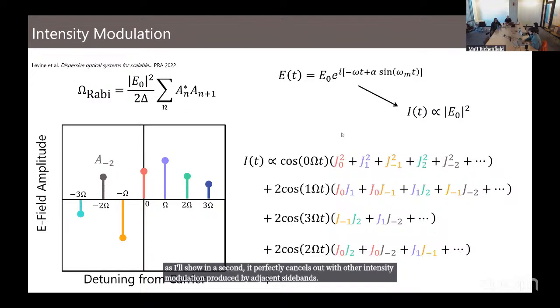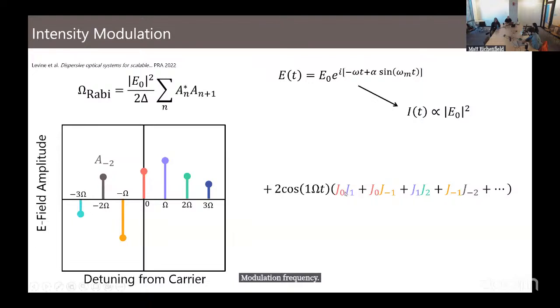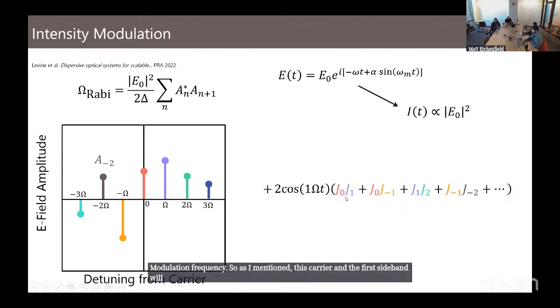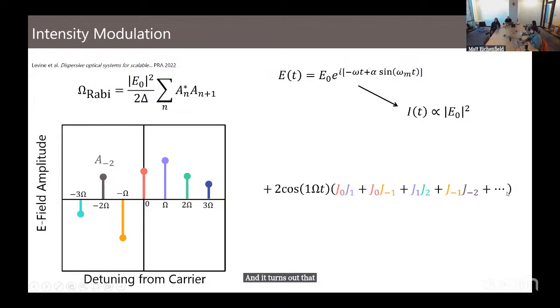So this equation shows the intensity signal as calculated from the frequency domain picture of the phase modulated field. And let's just zoom in on this term here that's oscillating at the modulation frequency. As I mentioned, this carrier and the first sideband will beat together to create intensity modulation. However, so does the carrier and the negative first sideband, which is this term. And similarly, the first sideband and the second sideband beat together, the negative first sideband and the negative second sideband beat together. And it turns out that all of these added together is exactly 0.